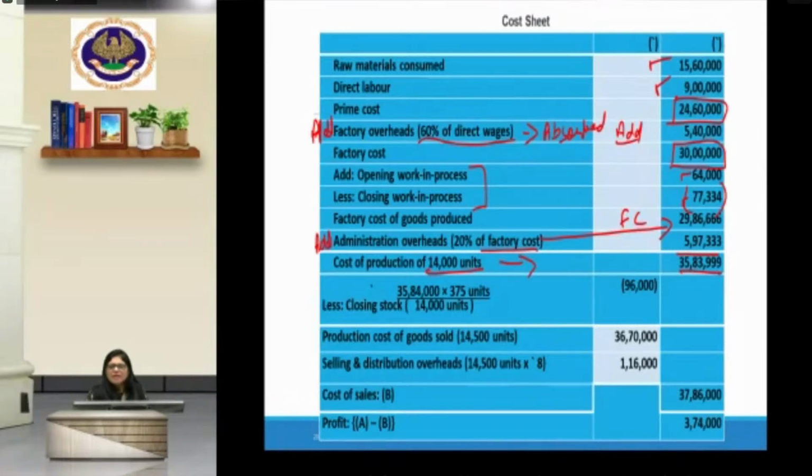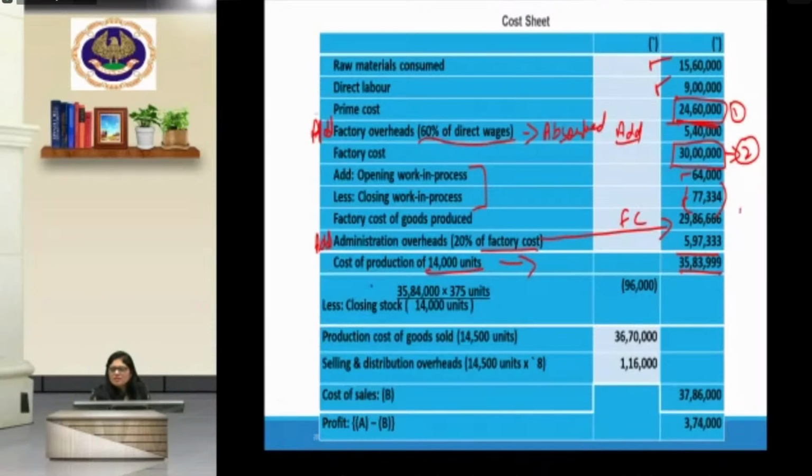I'm repeating. Direct material plus direct labor, we get the prime cost. This is the first landmark. To the prime cost, we add the factory overheads. We get the factory cost, the second landmark. To the factory cost, we add opening WIP stock and we deduct closing WIP stock. It is given in the question. Same for both financial and costing in this question. So no change.